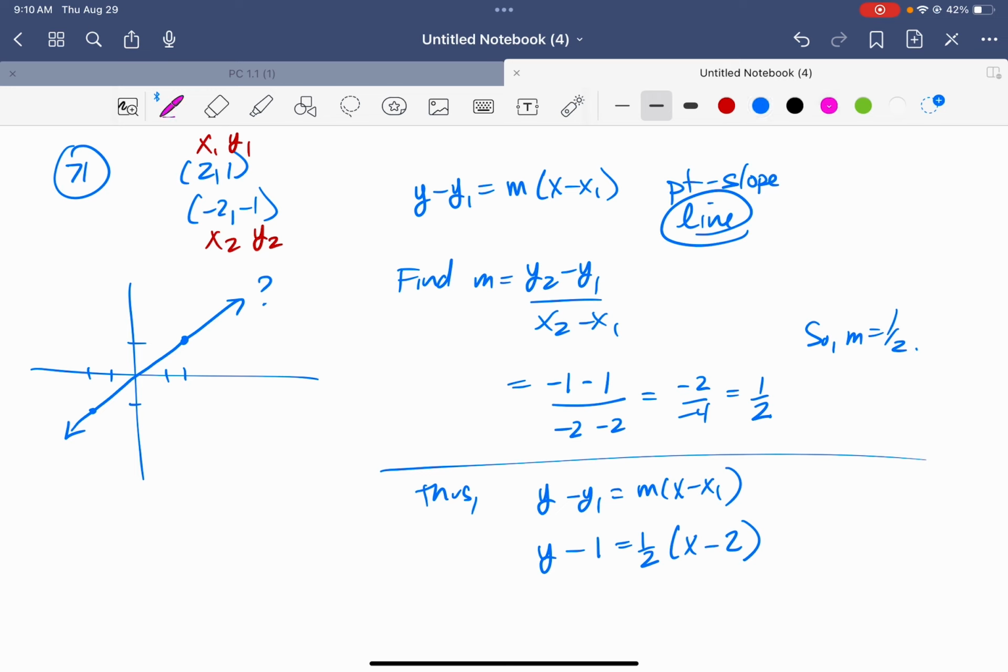But I think we can make it look nicer by distributing. So if we distribute, we get 1/2 x minus 1, because 1/2 times 2 is 1. And then we end up adding this negative 1 to both sides. And so if you add that to both sides, you just end up getting 1/2. So y is equal to 1/2 of an x is the line that goes through the two given points. So that is 71, but now I need to do 81.